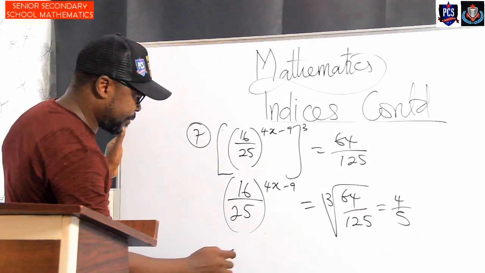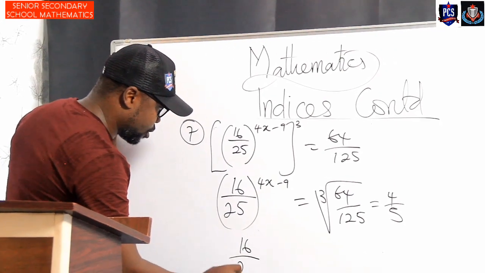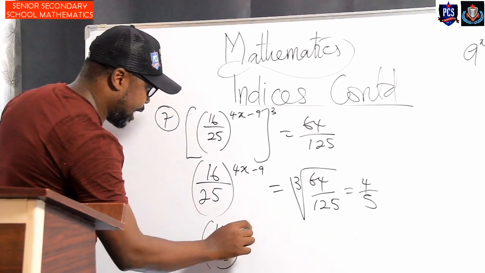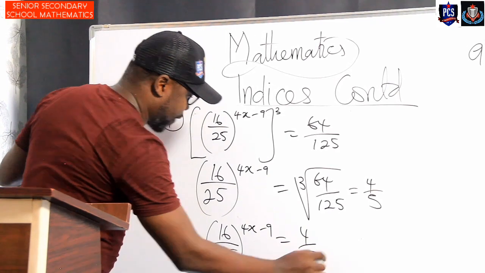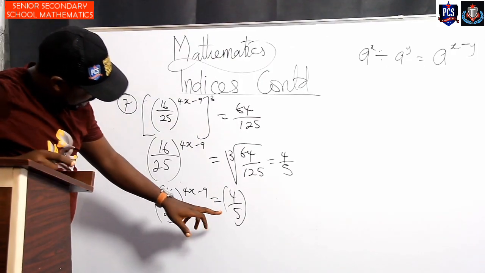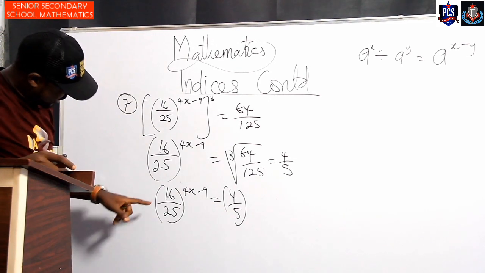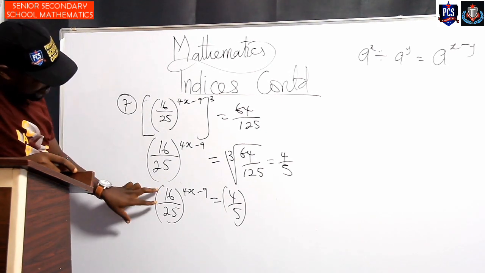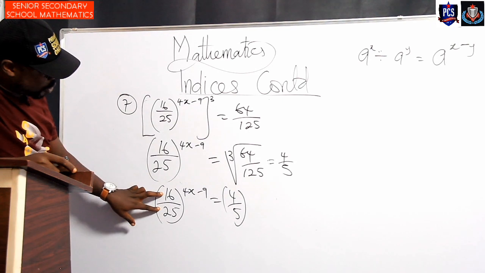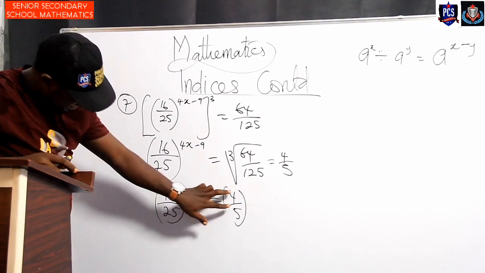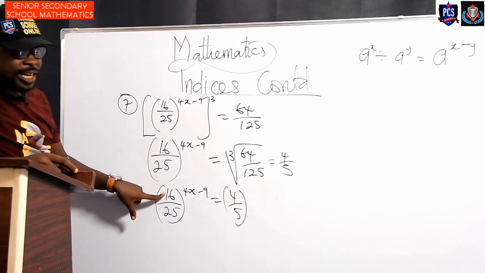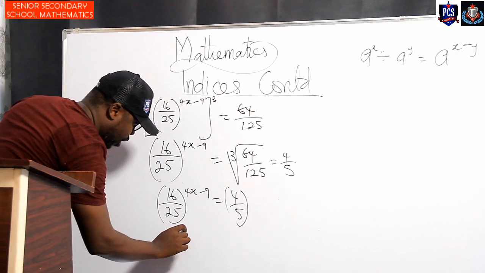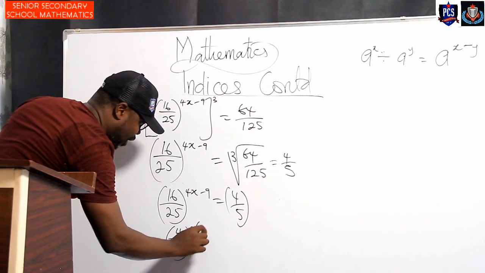So in this case, I have 16 over 25 all raised to power 4x minus 9 is equal to 4 over 5. Noticing that at this point we have 4 over 5, if you're careful enough, notice that this is 16 over 25. One can easily say, let me take the square root of this side to make it look like this. Of course, this is 4 squared, this is 5 squared. So someone can simply say, let this be 4 over 5 all squared, bracket 4x minus 9.